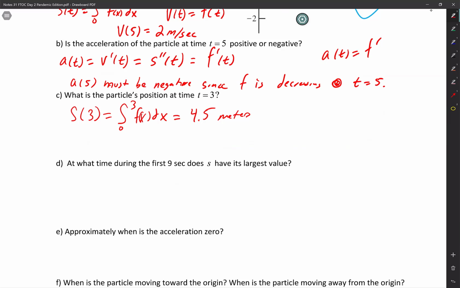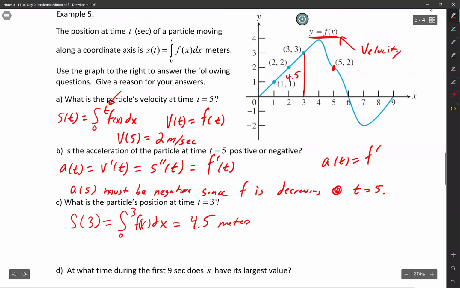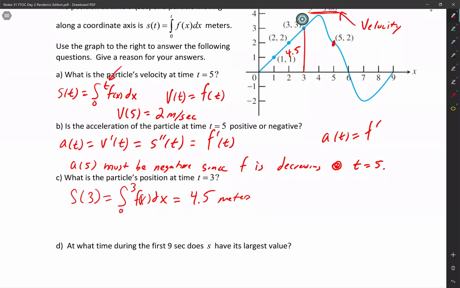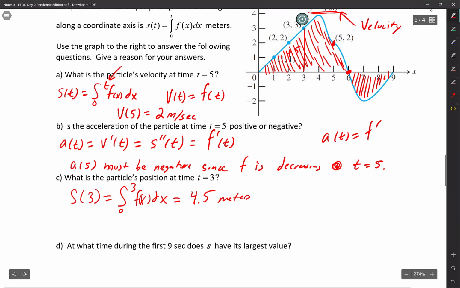At what time during the first 9 seconds does s have its largest value? Okay, I hope that we understand this one, guys. When are you furthest to the right? Well, let's see. My velocity is positive. I'm moving right, moving right, moving right. I had t equals 6. Now I'm moving left, moving left, moving left. Area under the curve tells me the distance traveled. The curve is above the x-axis, means I'm moving to the right. The curve is below the x-axis, means I'm moving to the left. I am furthest right at t equals 6.